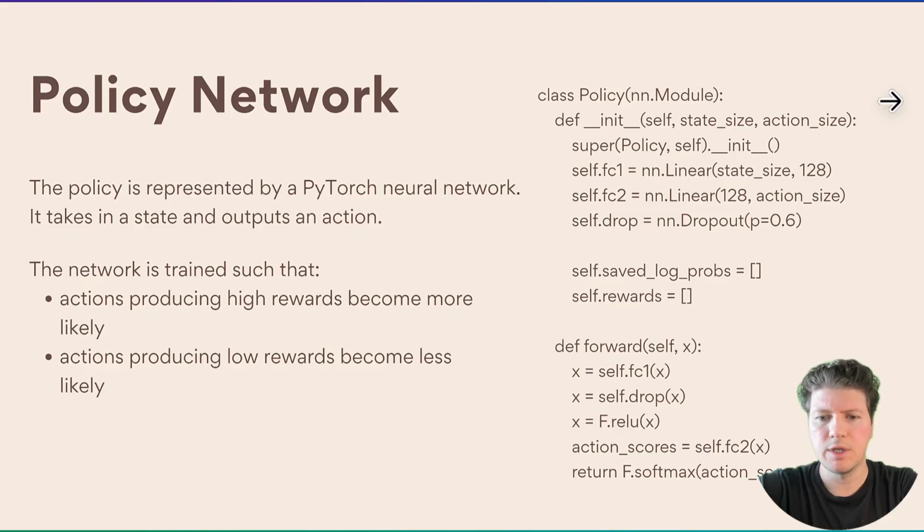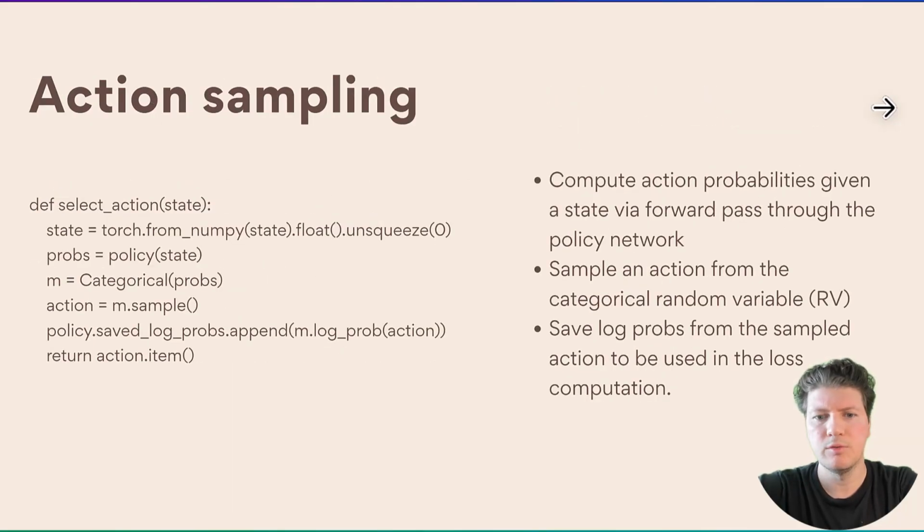This policy network is trained in a way to encourage actions that produce higher rewards and discourage actions that produce lower rewards. In this function, we compute the action probabilities given a state via forward pass through the policy network. Then we sample an action from the categorical random variable and save log probs from the sampled action to be used in the loss computation later on.